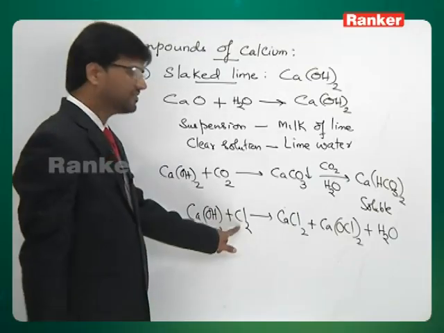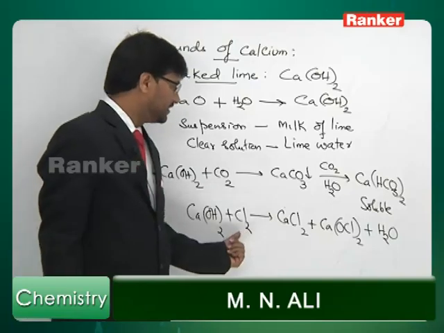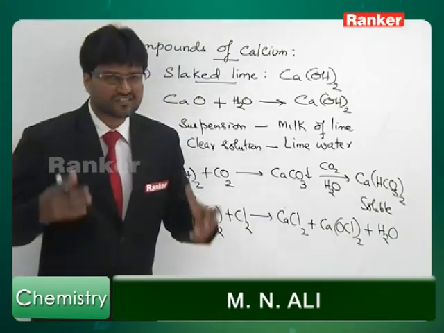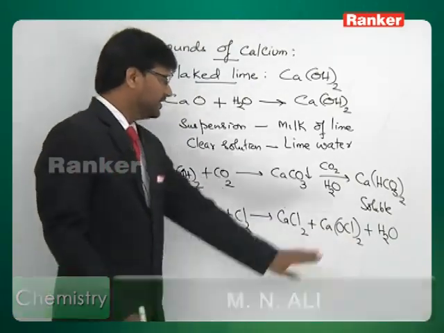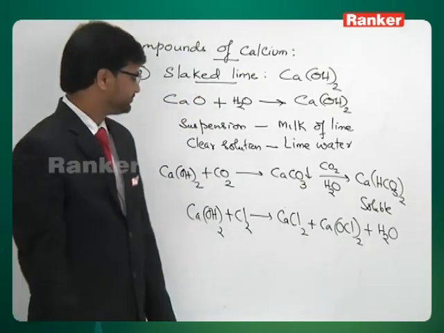So in this reaction you can see the same element chlorine has changed its oxidation state from 0 to -1 and 0 to +1. It's a case of disproportionation of chlorine. This substance is an essential component of bleaching powder.